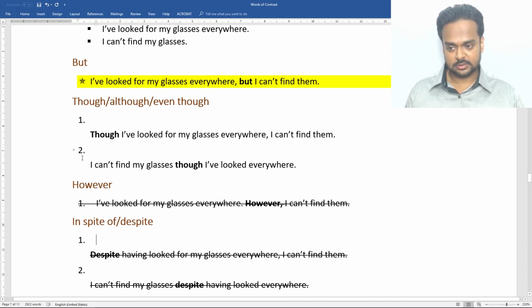Even these two sentences sound somewhat unnatural, but they're not too bad, so I'm going to leave them as is. But like I said, for this type of conversational situation, but is the best option.